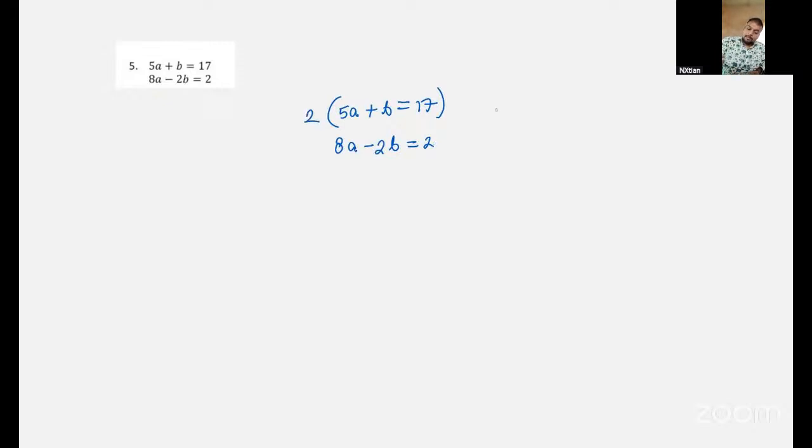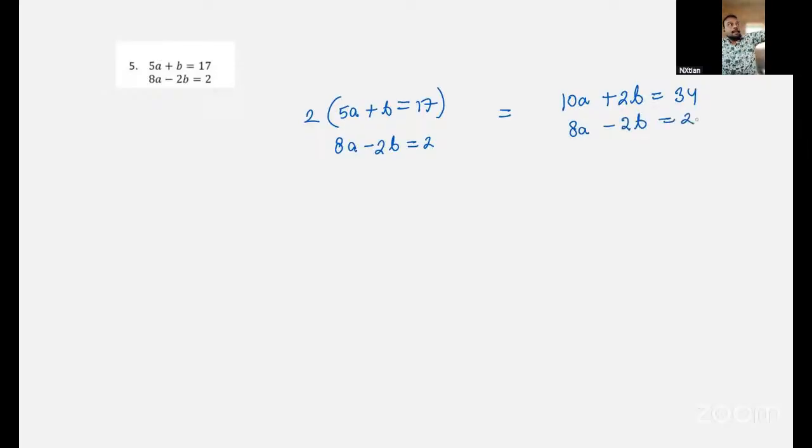So what will it become? Tell me quickly. 5 times 2 is 10A. Very good. When there is nothing in front of B, it will become 1 now. 2 into 1 is 2B. Then 34, 2 into 17, very good. Then the second equation is 8A minus 2B equals 2.